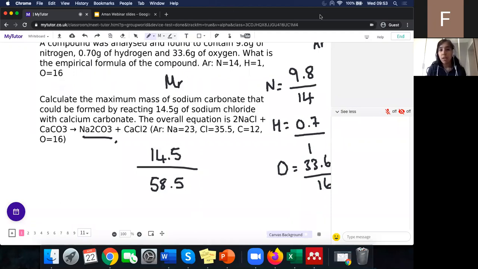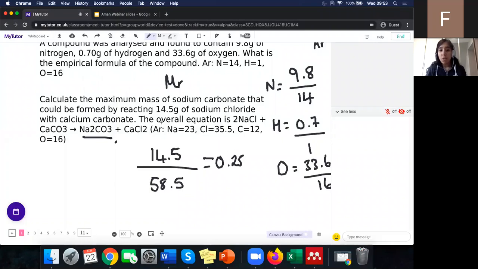So what's that then? On a calculator, 14.5 divided by 58.5. How many moles is that? And then once we've got the answer to that, we need to look at our reaction. And if we look at our equation here, we can see that there are 2 moles of sodium chloride. Excellent, everyone's telling me 0.25, really great. So that is correct, so that's 0.25 here. So 0.25 moles of sodium chloride.